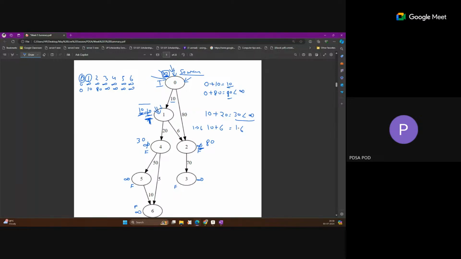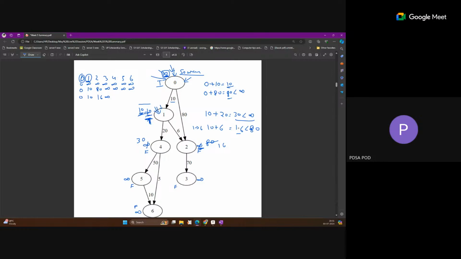So this is 16, and is 16 less than infinite? No, the previous is 80. So now we will update this to 16. Okay, and this is now processed. So you can see when we are selecting this one, in the next cycle, this is the updation. So this 80 has now become 16. Okay, and this 3 is not updated yet, so it will remain infinite.